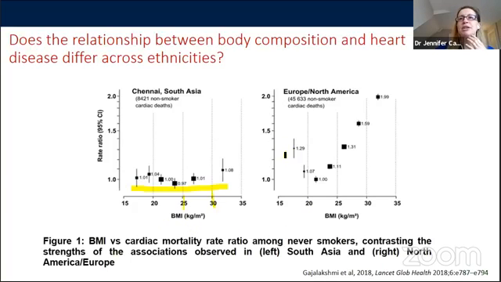And this was very much in contrast to the J-shaped relationship that we see consistently in Europe and North America and other places around the globe, where you get this increased risk at lower BMIs, and then you have this strong positive association as people gain more and more weight and become overweight and obese. So we really didn't understand what was going on with what we were seeing in India.